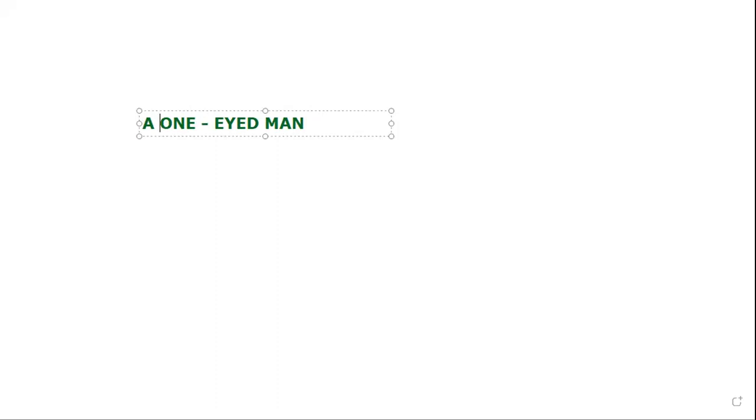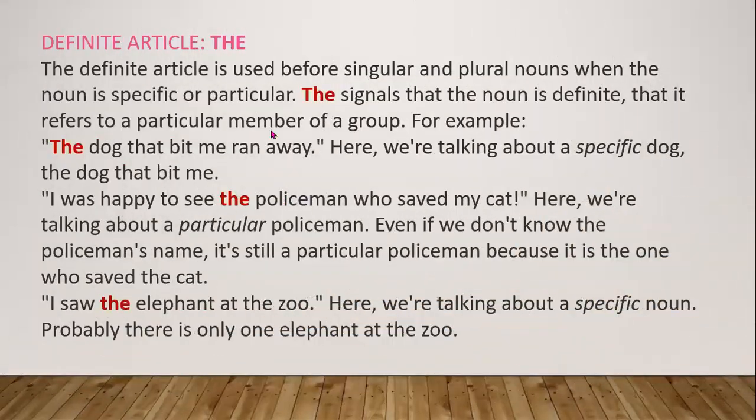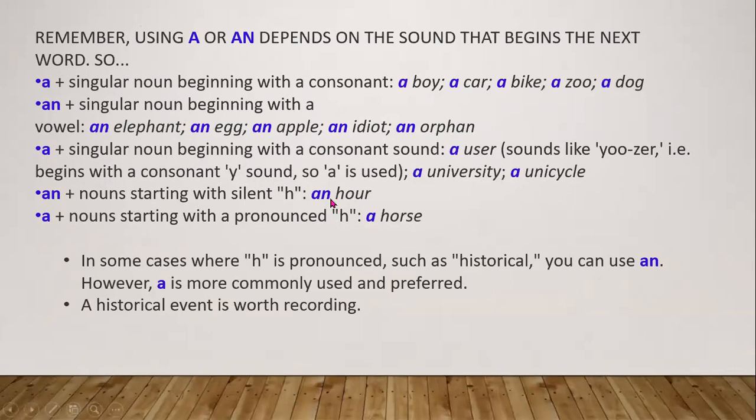Okay, and now let me take you back to this one. Share. Yes. So here, an plus noun starting with silent H, an hour. Yes, an hour. Here H is silent, right? H is silent here, and that's the reason why you make use of an here. A plus noun starting with the pronounced H, a horse. See here, H is pronounced, and that's the reason why you make use of a here.